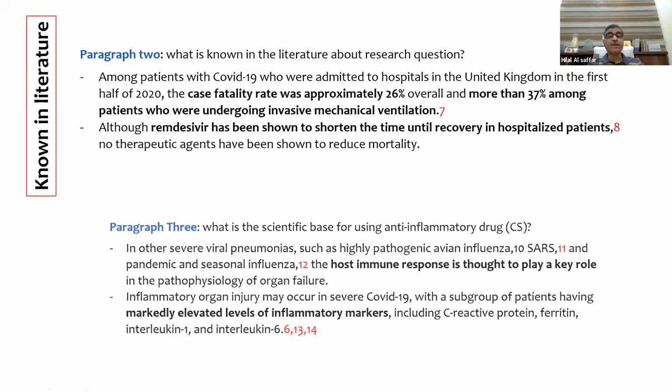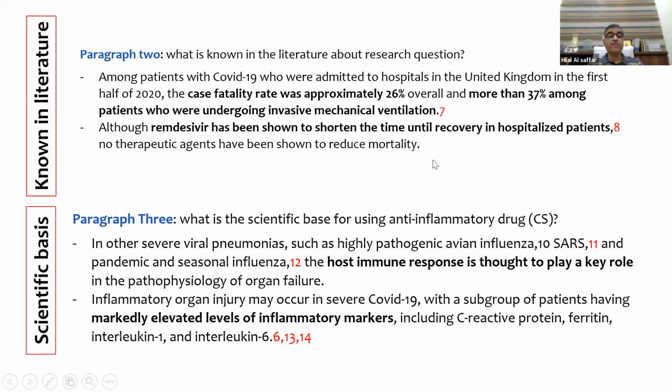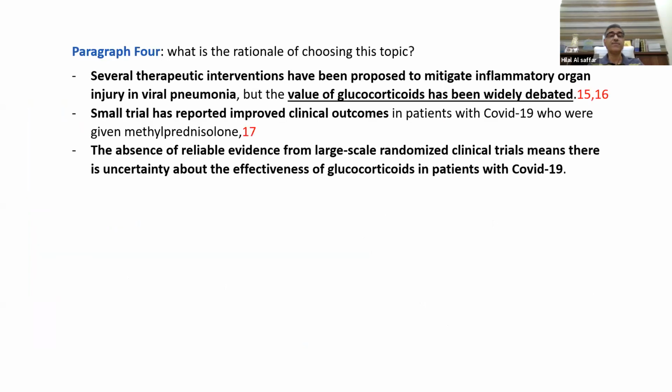The third paragraph shows the scientific basis for why the author suggests using dexamethasone, because the host immune response plays a major role in the pathogenesis of organ failure, specifically the lungs. In addition, inflammatory markers are elevated in cases of severe COVID. So these things give an idea why the author suggests using dexamethasone in the treatment.